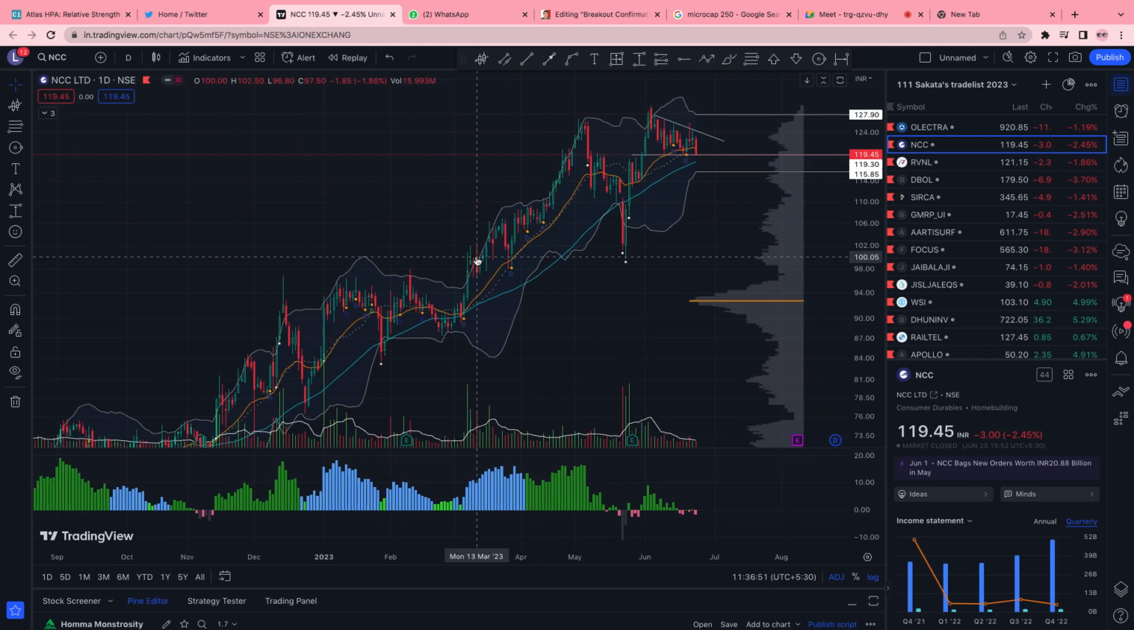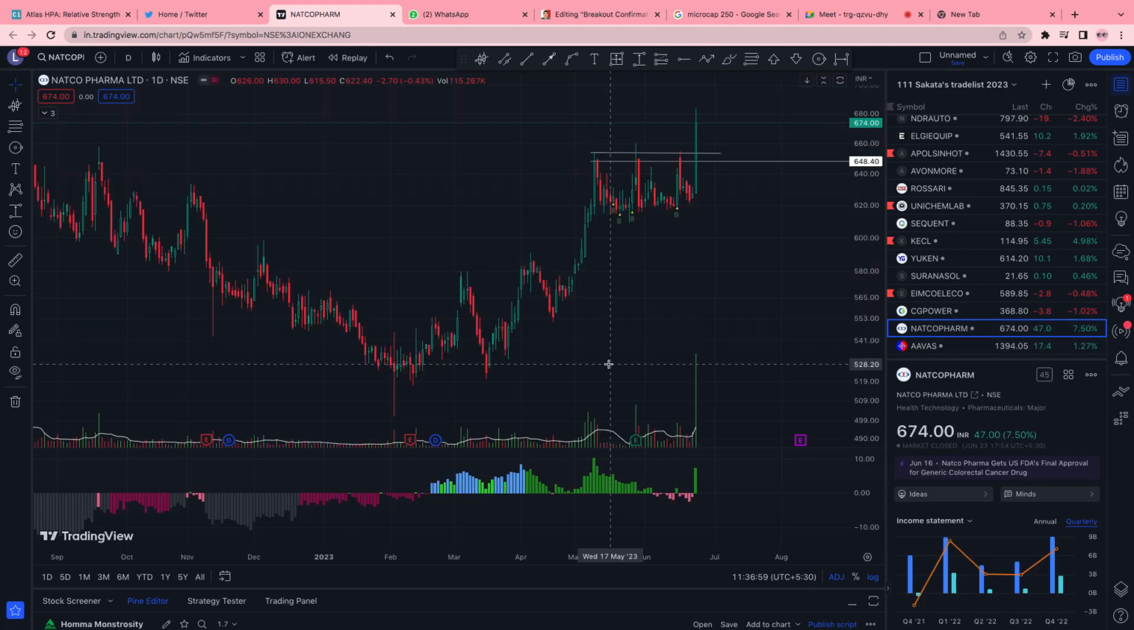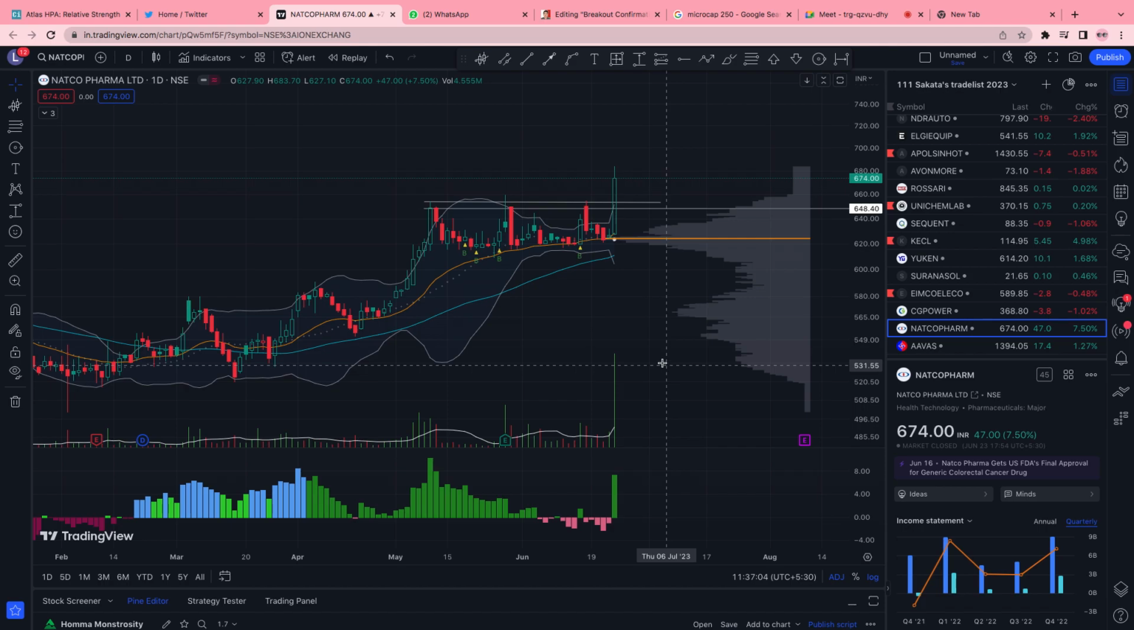The Bollinger Band breakout should come after a considerable amount of contraction. For example, a couple of nice ones I will show you. Let's say Natco Pharma broke out on this day, when the triple B scanner also gave a buy signal. It closed above the Bollinger Band.